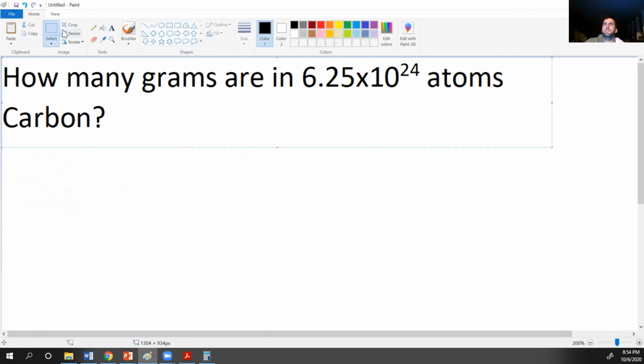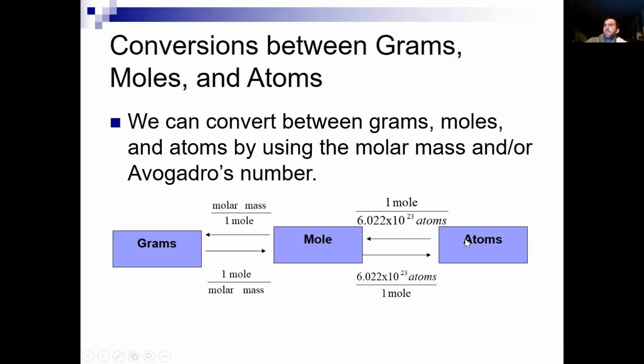How many grams are in 6.025 times 10 to the 24 atoms of carbon? So back to our thing, I am in atoms. I want to go to grams, but I can't go directly to grams. I have to go through moles first. So I'm going to multiply, take what I know, multiply by 1 mole over Avogadro's number, then multiply it by the molar mass over 1 mole.